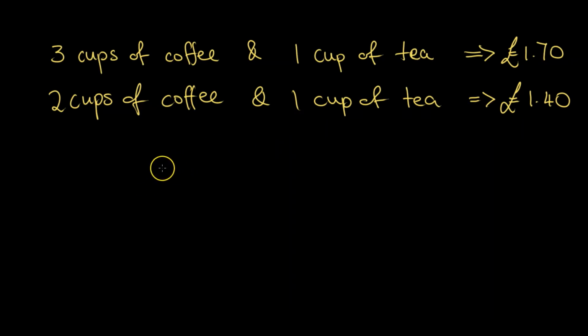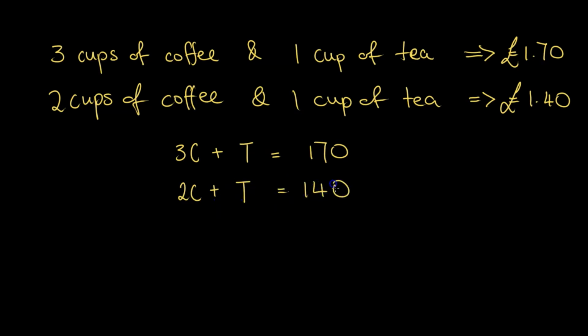Let's try and write this down in a simpler, more mathematical form. So let's say 3c plus t is equal to, let's say, 170p. And then 2c plus 1t equals 140. So you can see that I've used c for coffee and t for tea. Well, let's think about what we've got here.